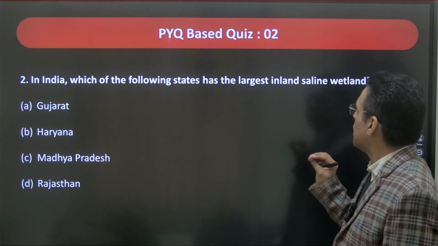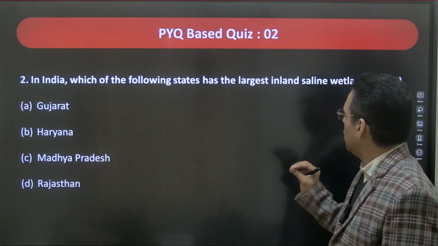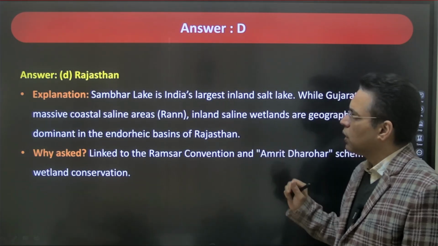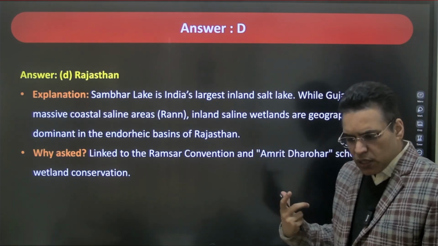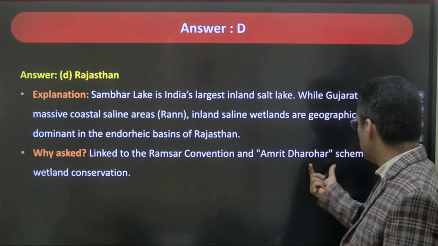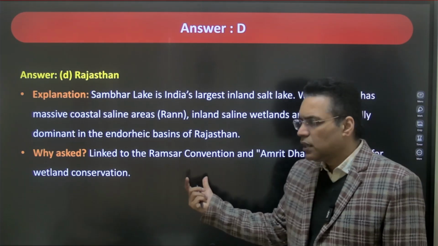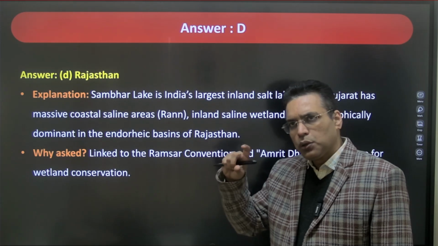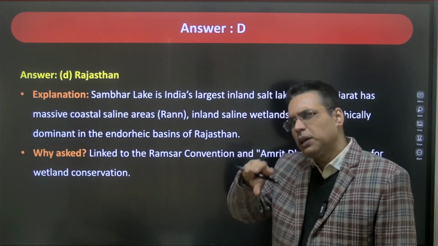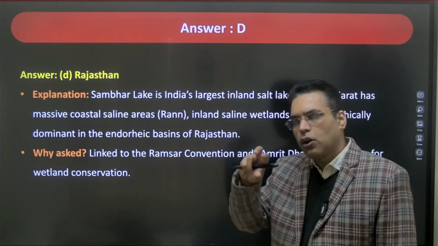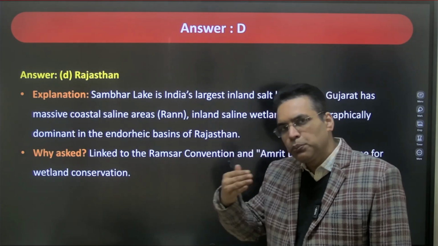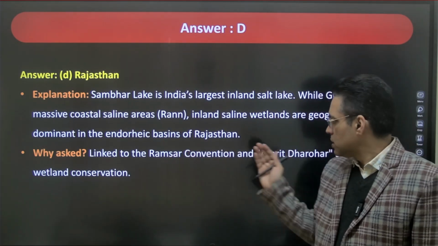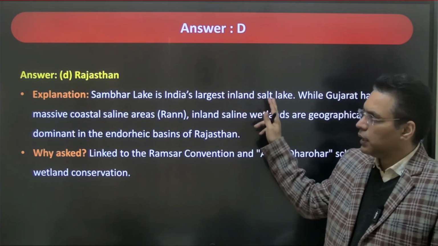Which of the following states has the largest inland saline water wetland? The answer is factually D, nothing much here: Sambhar Lake. Why is it always in the news? In terms of the Ramsar Convention, and in terms of the Amrit Dharohar scheme that the government has recently brought for wetland conservation. So the questions are not coming directly from current affairs, but also from general topics or government schemes. When you study Ramsar wetlands, you will also understand Amrit Dharohar and you will see Sambhar Lake.